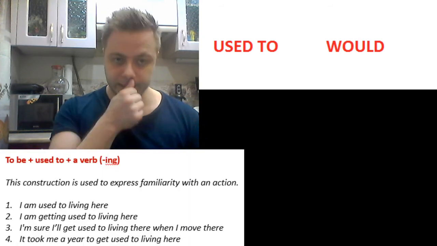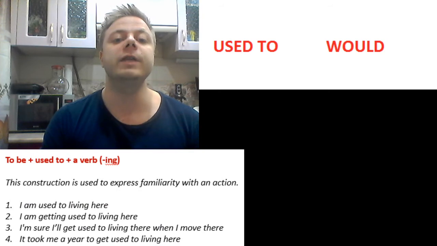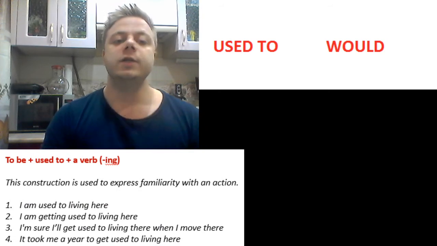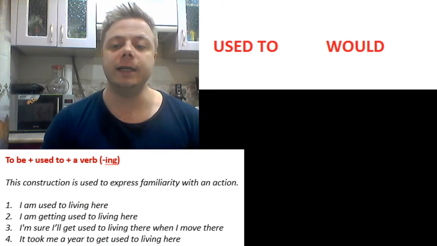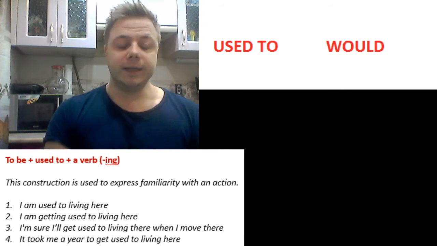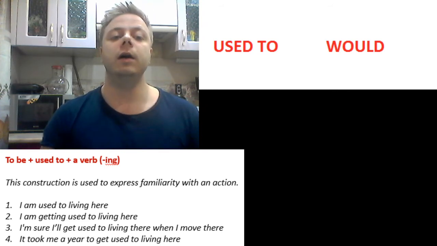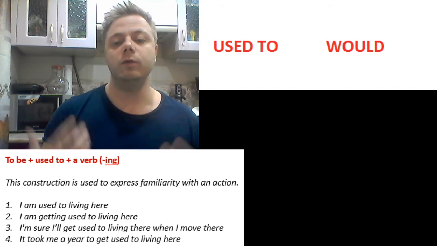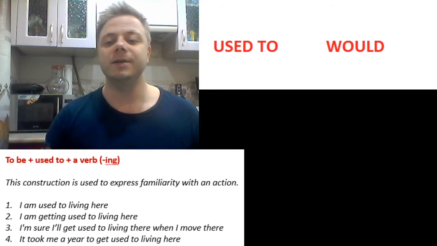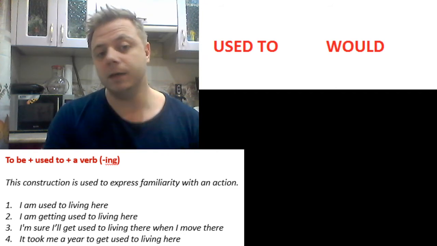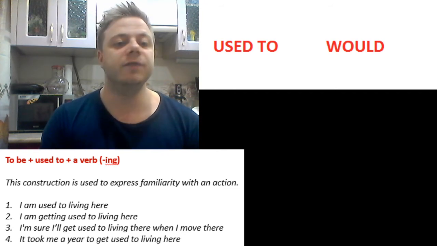So next construction, similar, but with a verb. This construction is used to express familiarity with an action, with a verb. To be plus used to plus a verb in the ing form. Again, you're in Africa right now. Someone's asking you, so how do you find it here? Is it hard to live here? You say, well, it is maybe, but I'm used to living here. It's fine.